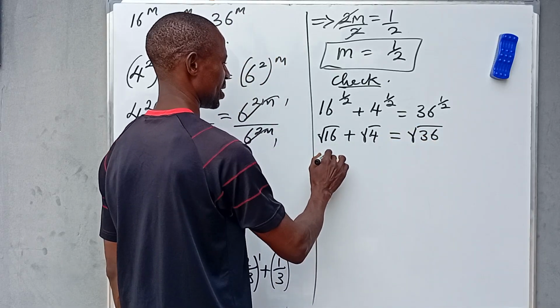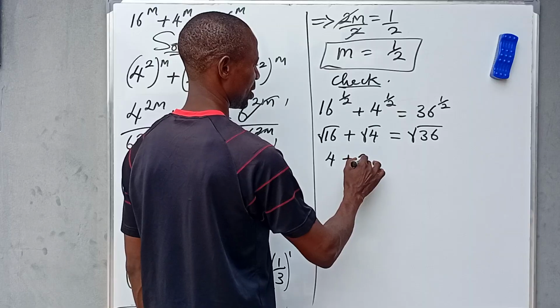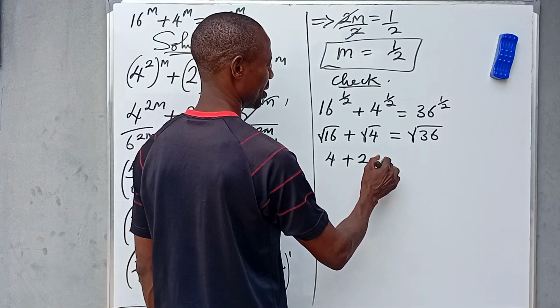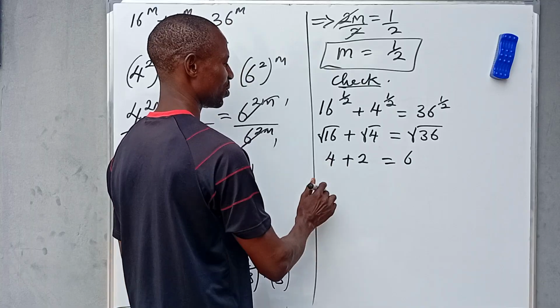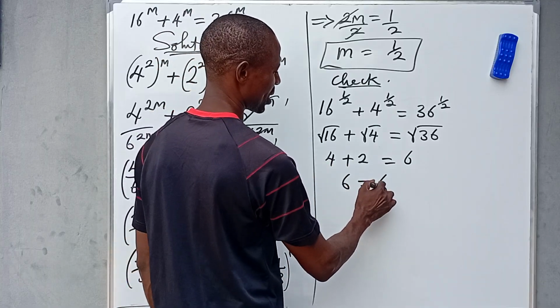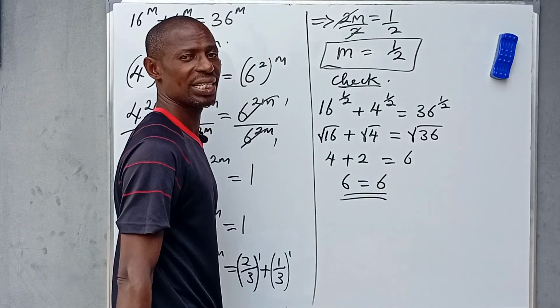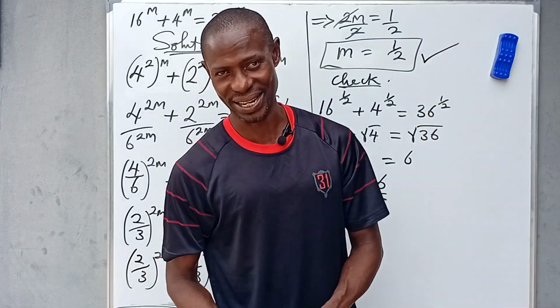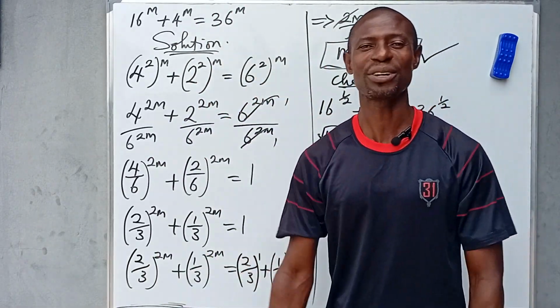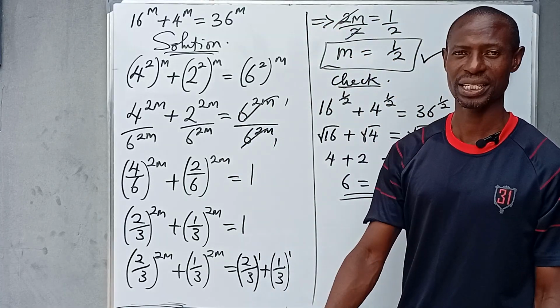So the square root of 16 is 4, the square root of 4 is 2, and the square root of 36 is what? 6. If we add 4 to 2, that will give us 6. So we have 6 equals 6. It means that our root m equals 1 over 2 actually satisfies the original equation. So this is how you solve exponential equations of this kind.